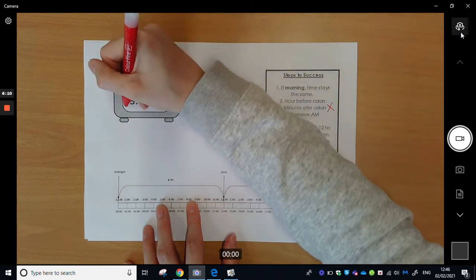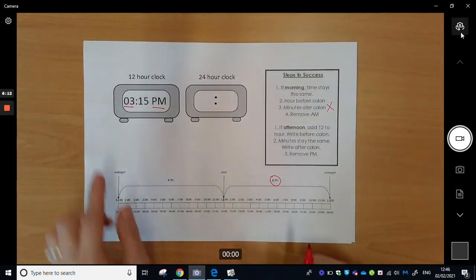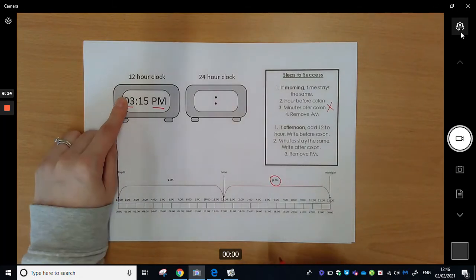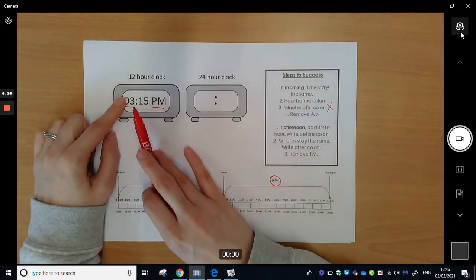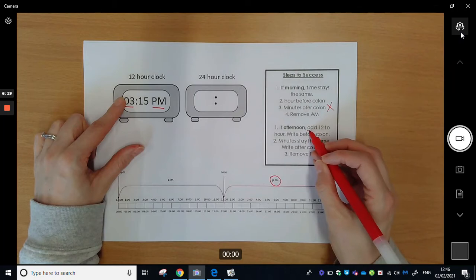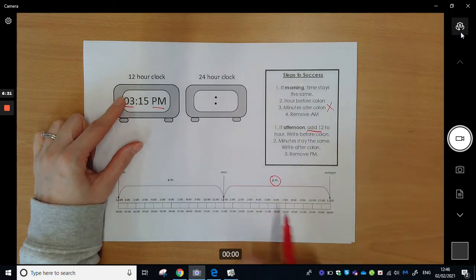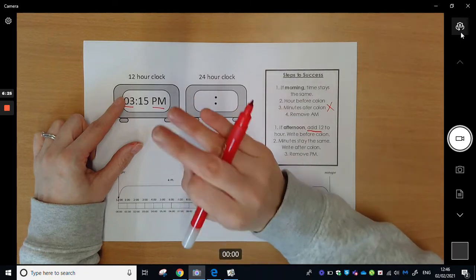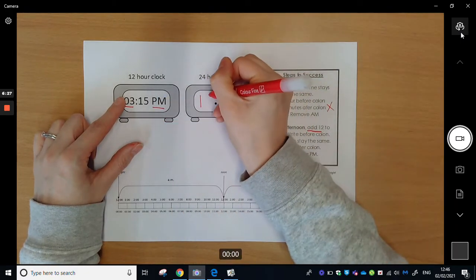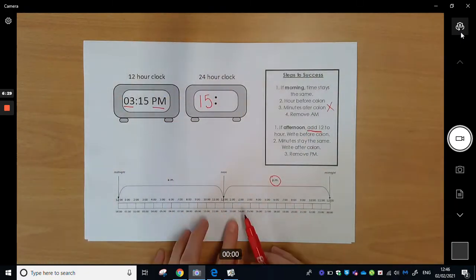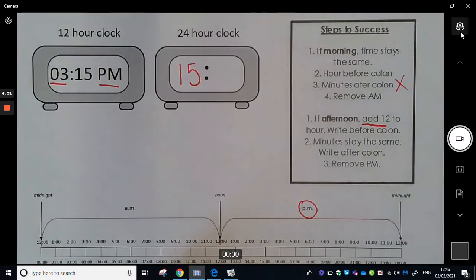So I remember from yesterday, this is my hour. So it's 3 o'clock, 3:15. So I need to do 3 add 12. So I can do that in my head, 12, 13, 14, 15. So I know that needs to go here. So I'm just going to show you on my timeline at the bottom.